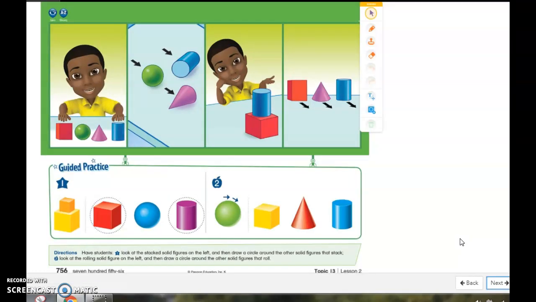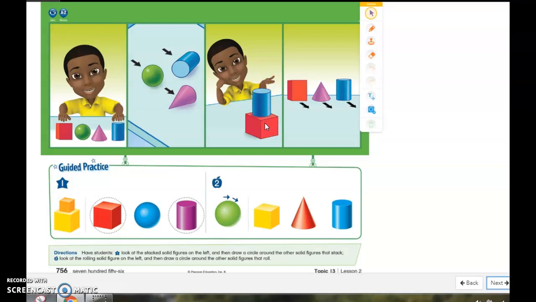Okay, so now we're going to look at them. So Jackson is up on top, and he's got his 4 different figures. He has his red cube, his green sphere, his purple cone, and his blue cylinder. And as you can see, if we lay our sphere, cylinder, and cone down, they roll. If we take our cylinder and our cube, what is he doing with them in this picture? What are they doing there?